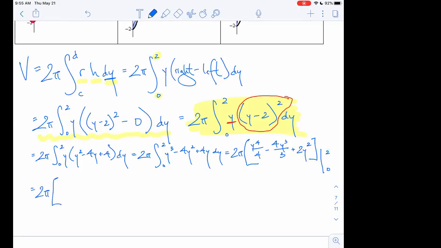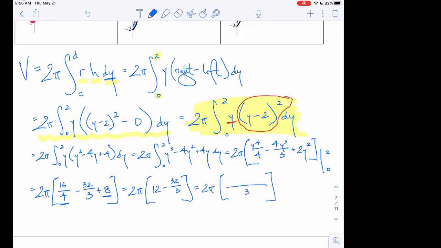So 2 pi, let's see, 2 to the 4th is 16. Minus 2 to the 3rd is 8. 8 times 4 is 32. Plus 2 times 4 is 8. So 2 pi, let's see, this is 4 plus 8 gives me 12. And let's put everything over 3. So this gives me 36 minus 32. So I get 4 over 3, which will give me 8 pi over 3. Okay.